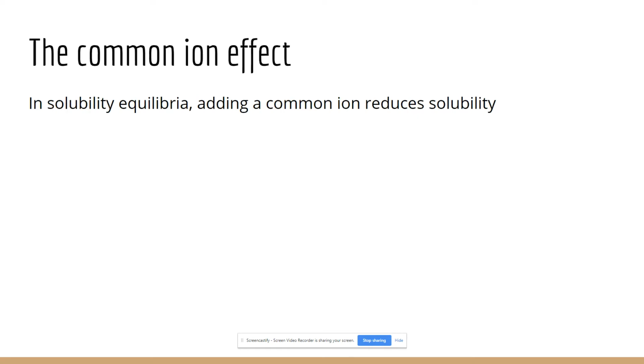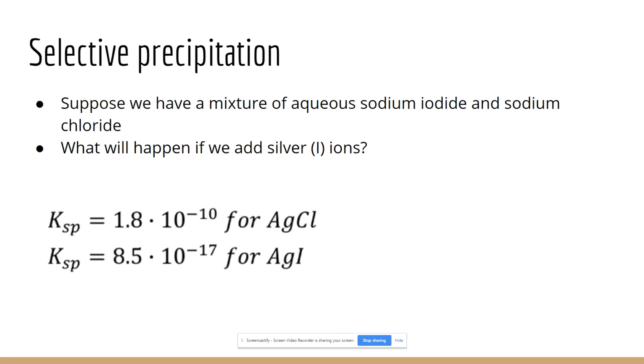Pause here. We've talked about the common ion effect in the context of acids and bases. It also applies with solubility. So in solubility equilibria, if you add a common ion, it's going to reduce the solubility of your salts. Pause here. I'm going to wait about 5 seconds and then explain what would happen.